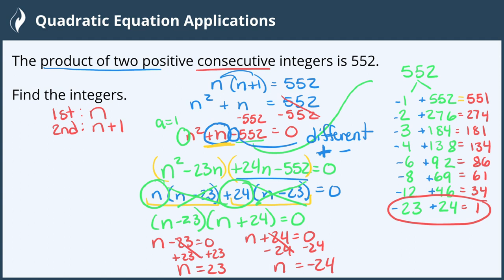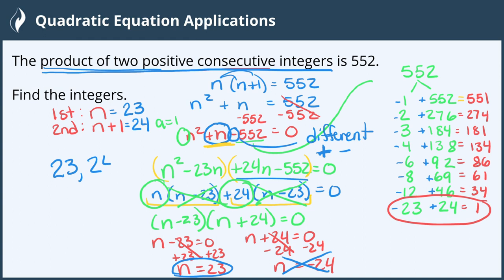However, we were told in this application problem that we are looking for two positive consecutive integers. Since n equals negative 24 is not positive, this will not be one of our answers. So n equals positive 23. And since n is our first integer, this is 23. And then our second one, n plus 1, is 23 plus 1, which is 24, which tells us our two positive consecutive integers are 23 and 24.